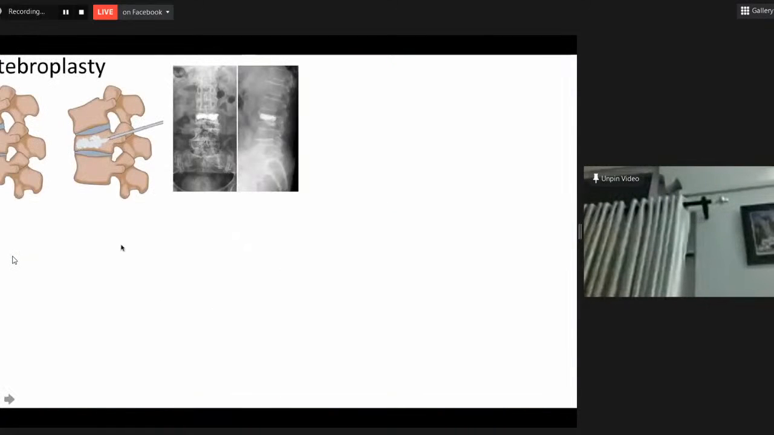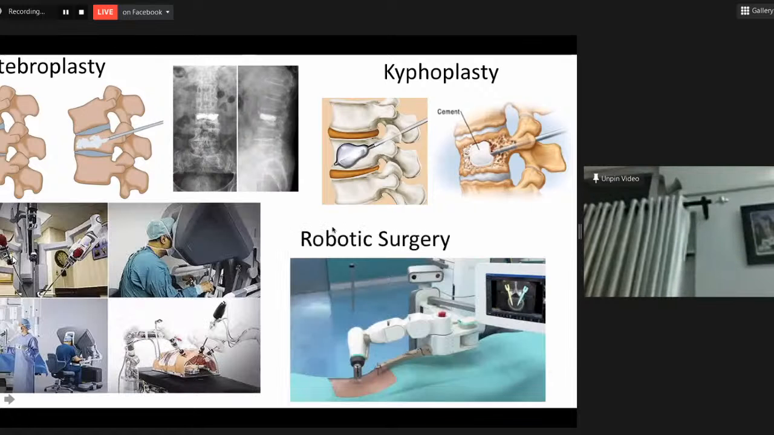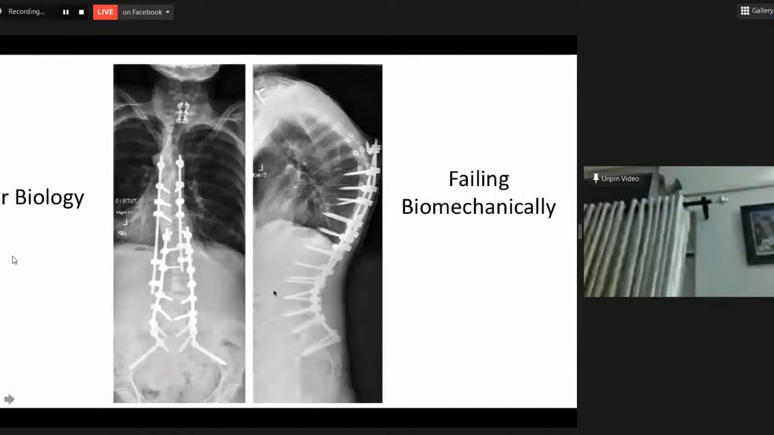A word about vertebroplasty. It is done for the osteoporotic collapse. Here you put the bone cement, and this is kyphoplasty. What is the difference? In kyphoplasty, you actually correct the deformity. You open it and then you put the bone cement here. So this is the difference between vertebroplasty and kyphoplasty. And nowadays, robotic surgery. So more areas you can venture into with the help of this robot.